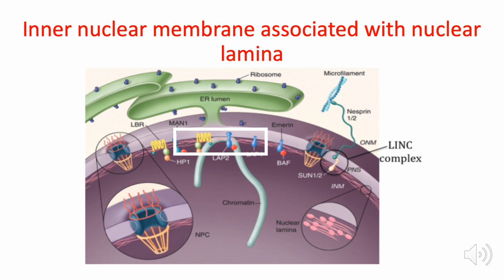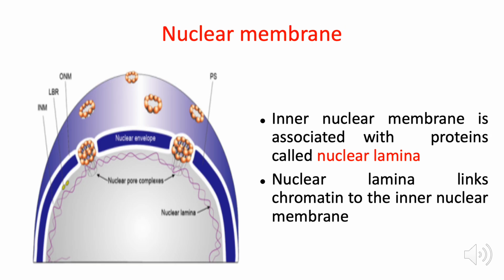And that group of proteins we will call the nuclear lamina. So if you will be asked in the exam, what portion of the nuclear envelope is associated with nuclear lamina, the answer is the inner nuclear membrane. And if you will be asked what's the function of the nuclear lamina, it functions to attach, anchor the chromatin to the inner nuclear membrane. So this one is our nuclear lamina. Again, the inner nuclear membrane is associated with a group of proteins we call the nuclear lamina. And the main purpose of the nuclear lamina is to link the chromatin to the inner nuclear membrane.